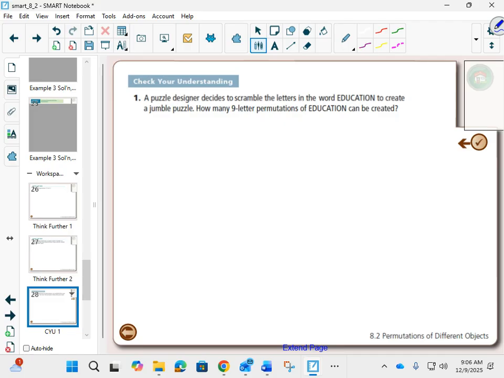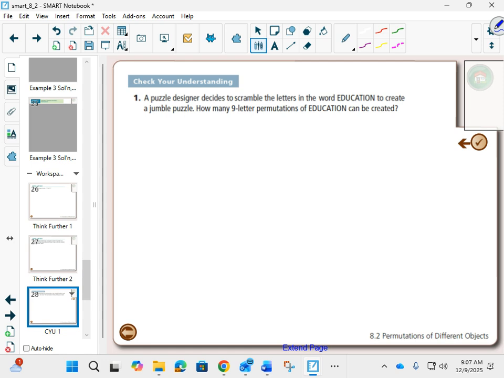Ever played those jumble puzzles? They used to be in newspapers, but now they're online, where they scramble the letters and you have to figure out what the word was originally. So a puzzle designer here is deciding to scramble the letters of the word education to create a puzzle. How many 9-letter permutations of education could be made?